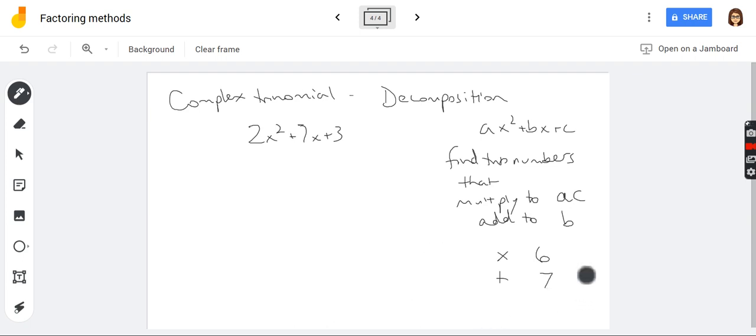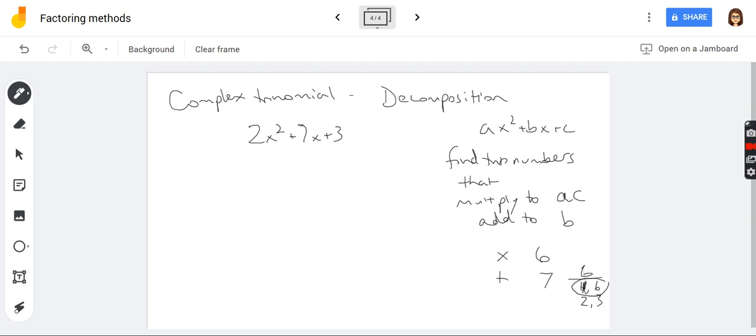So let's check. 6 can be written as 1 and 6, so 1 times 6. It could also be 2 and 3, so 2 times 3. And that's it. Those are all the combinations, because 3 times 2 and 6 times 1 is already the same as this. So which one of these combinations adds up to 7?